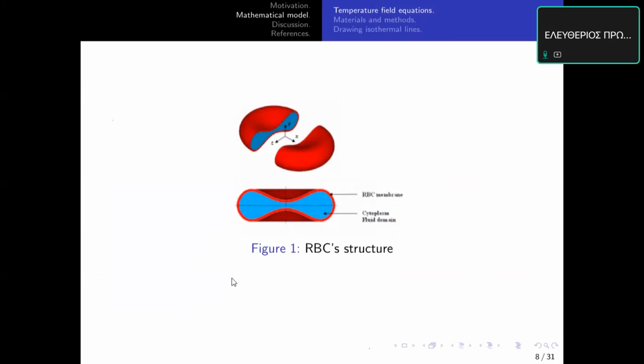In this figure, we see the structure of the RBC. First, we can observe that the shape of the red blood cell is a biconcave disc, which is useful for our talk later. And in the structure, we can see that it consists of the RBC's membrane and the cytoplasm.